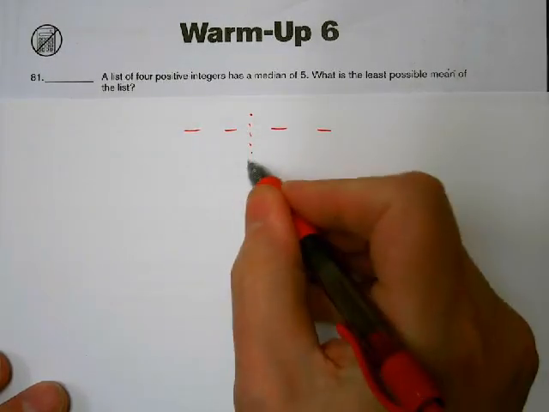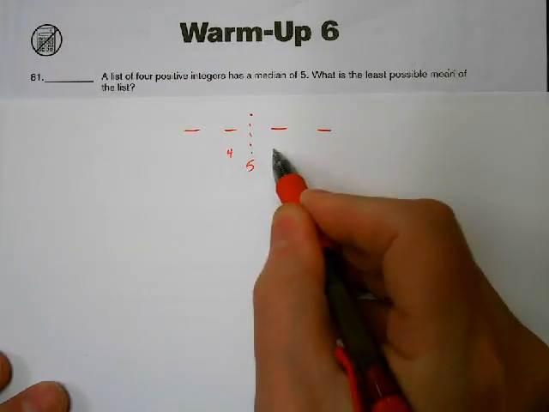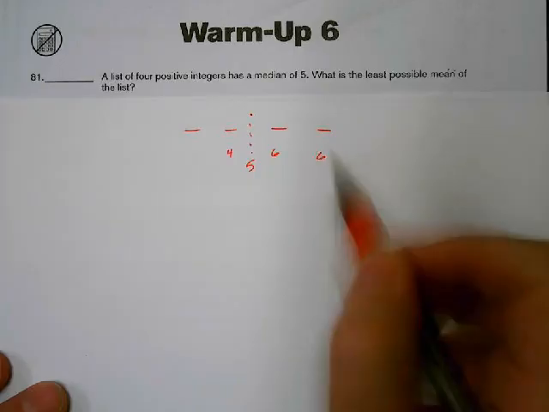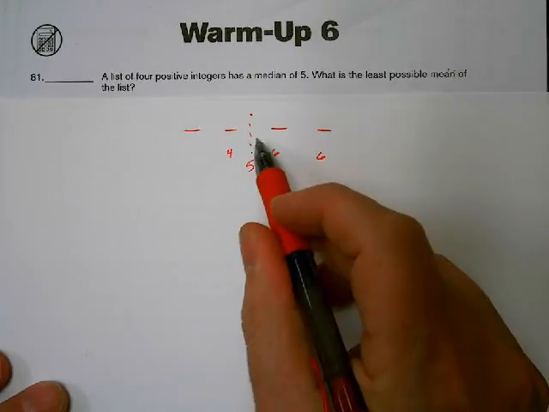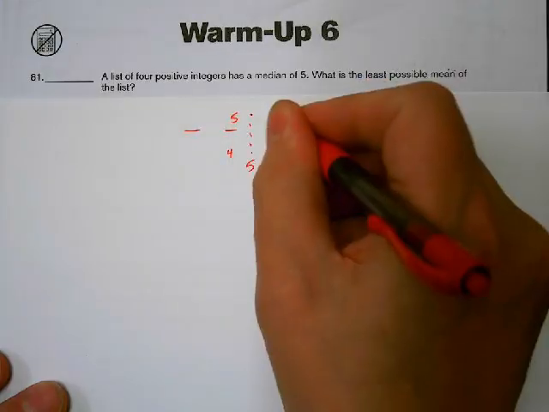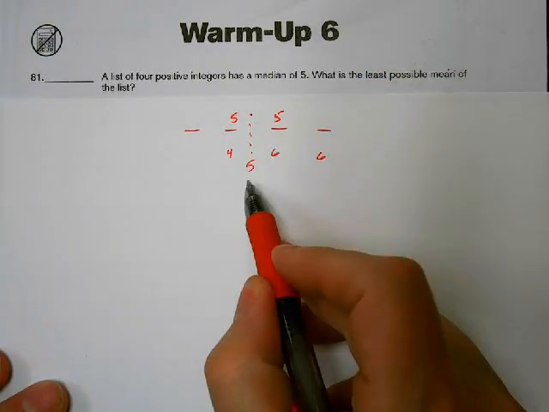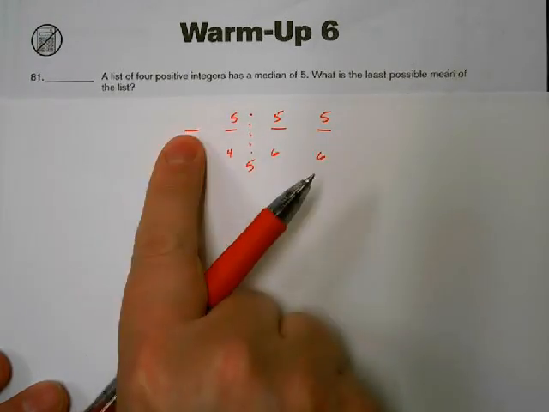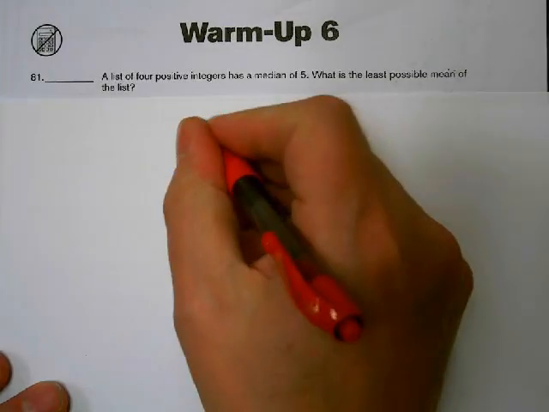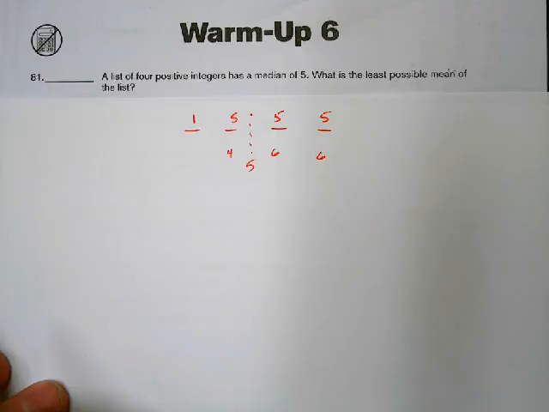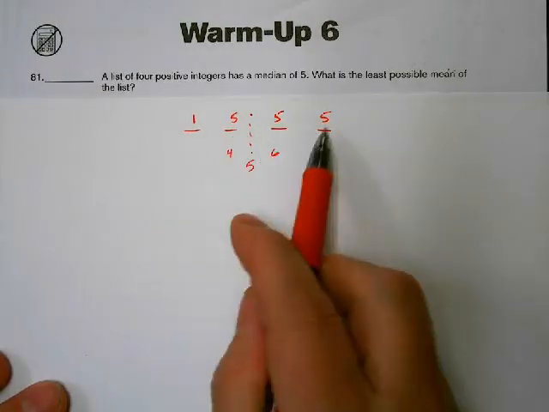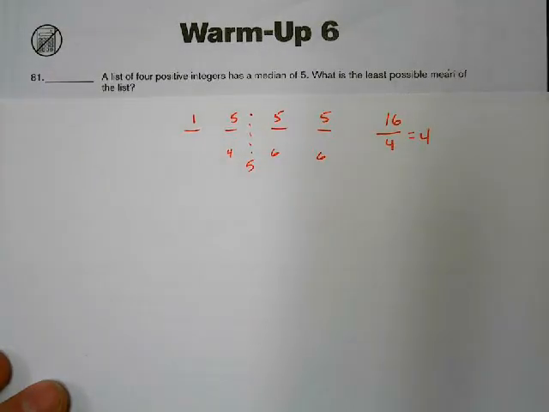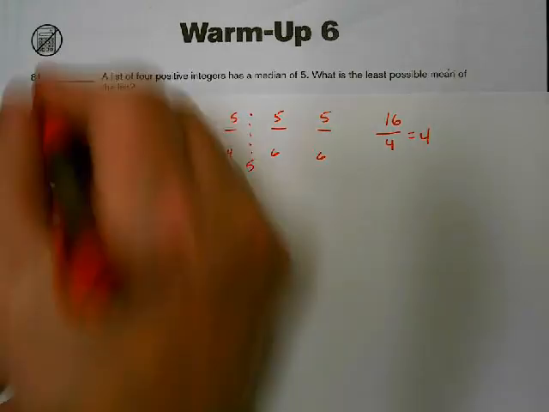So if 5 is the median right here, we could do 4 and 6. But that would mean that this number here, the smallest it could be, would be 6. So the best 2 numbers to use here are 5 and 5, because that would give us a median of 5, which allows us to use 5 over here. And then down here, we would use the smallest number possible, which would be 1, because we're looking at positive integers. So it would be 1, 5, 5, 5. That's 16. The mean is the average, so 16 out of 4 is 4. So 4 would be the least possible mean on the list.